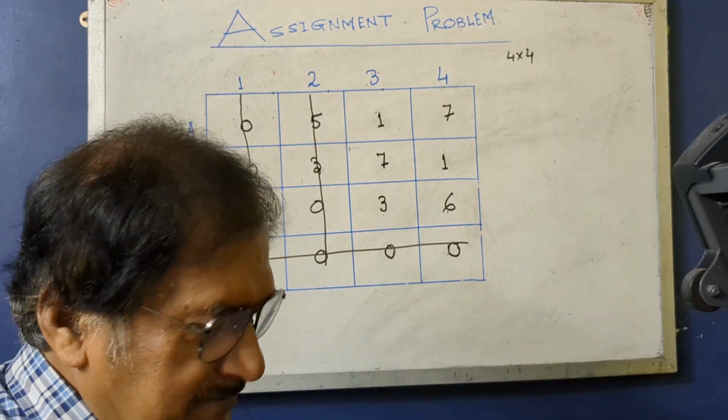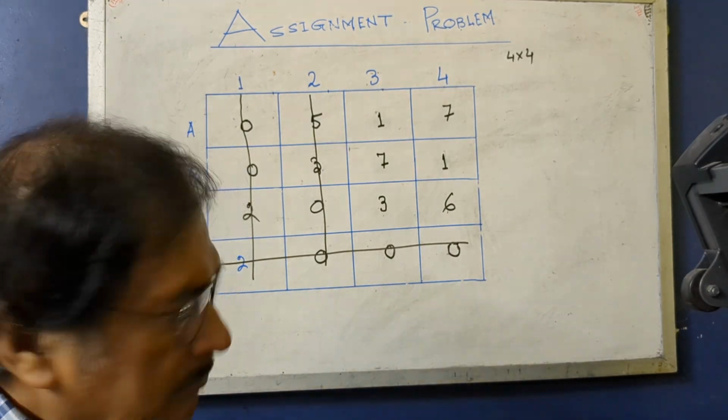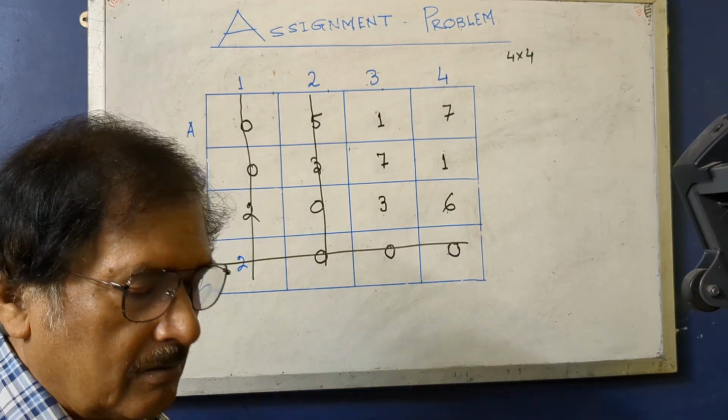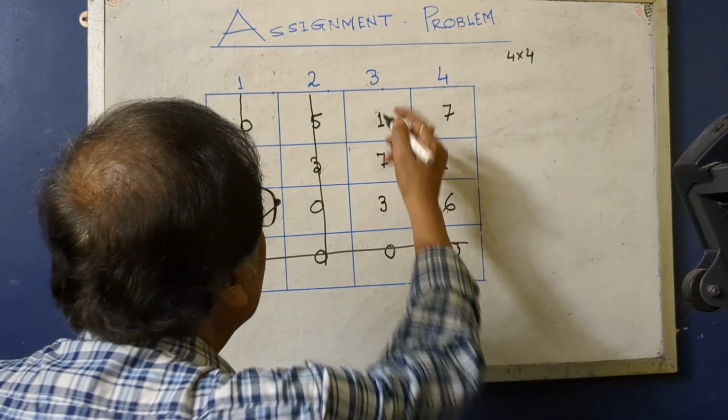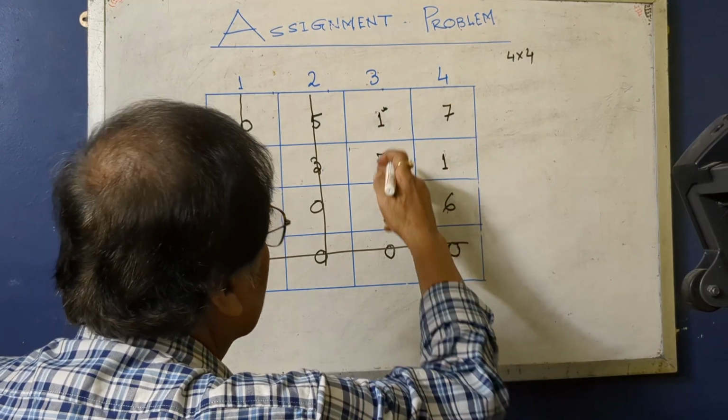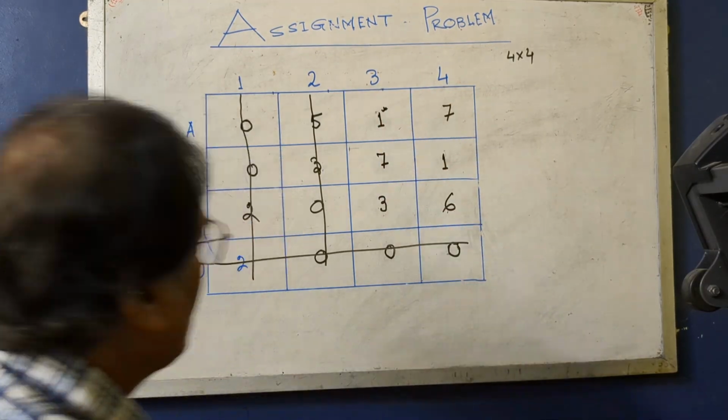You note down the process steps. Sometimes it is also asked in the exam, the steps for solving any assignment problem. Then you will write the steps. What is the minimum element? This is the minimum element, 1. In this case, 1, 7, 7. This 1 is the minimum element.